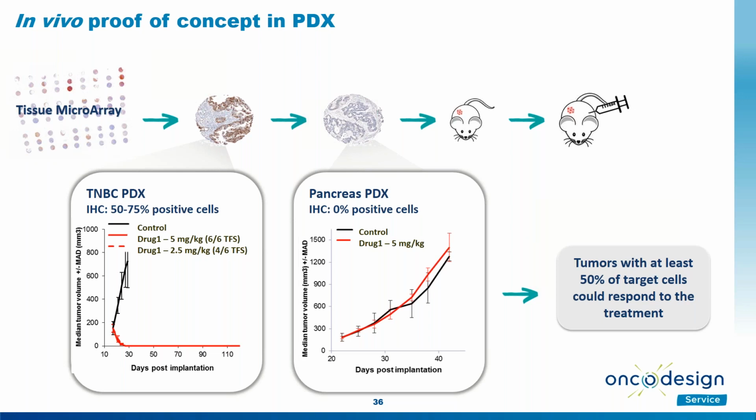So, based on this data, we showed that tumors with at least 50% of target cells could respond to a treatment. And with this type of model, it's easy to define, I would say, a cutoff of the target expression that we need to have in the tumor to obtain a significant efficacy of the compound.